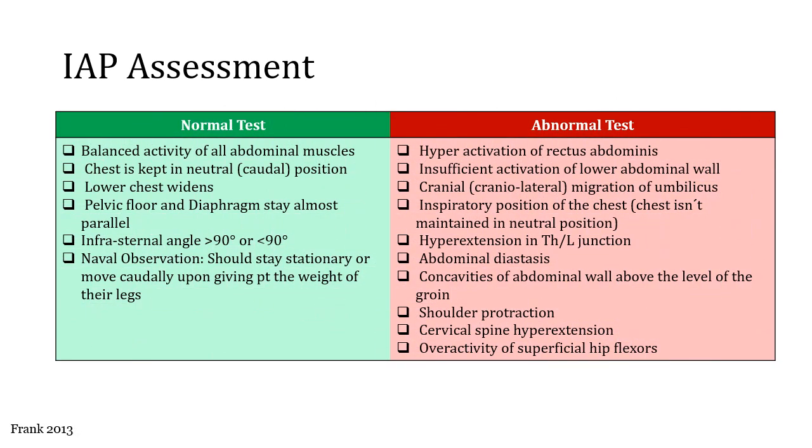Normal test is shown in the left-hand column. Balanced activity of all abdominal muscles. Chest is kept in a neutral or caudal position, so they're not getting any rib cage flaring or elevation. Lower chest widens during the inspiration and is not lost during the expiration. Pelvic floor and diaphragm stay almost parallel to one another, so they're not going into any anterior pelvic tilt or excessive lower costal margin elevation.